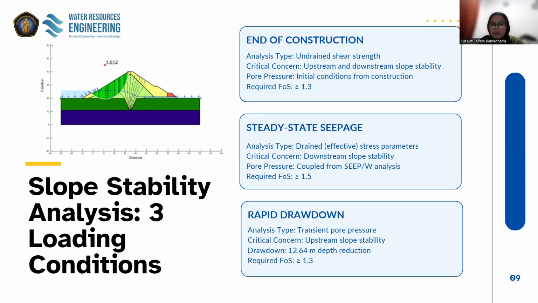And the last one, with the rapid drawdown, with the analysis type is transient pore pressures, with critical concern is upstream slope stability, with drawdown is 12.64 meters depth reduction, with the required safety factor is up to 1.3.